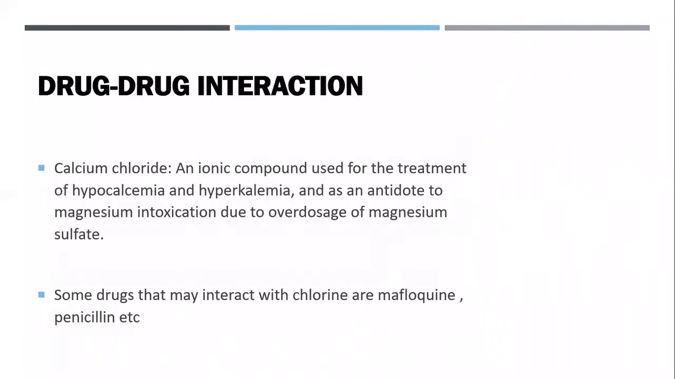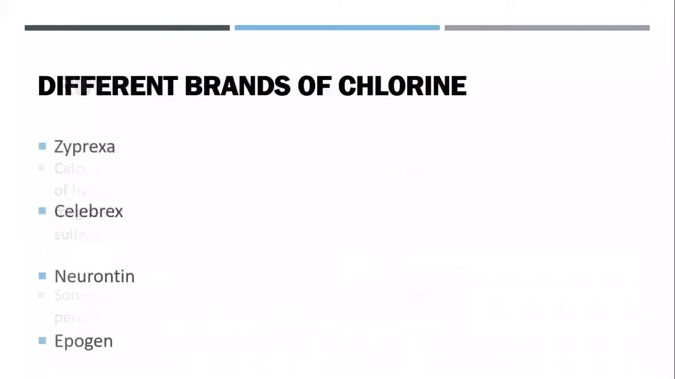And drug-drug interaction: it interacts with calcium chloride, which is an ionic compound used for the treatment of hypocalcemia and hyperkalemia, and as an antidote to magnesium intoxication due to overdosage of magnesium sulfate. Some drugs that may interact with chlorine are mefloquine and penicillin, and there are many more. Different brands of chlorine: Zyprexa, Celebrex, Neurontin, Epogen.